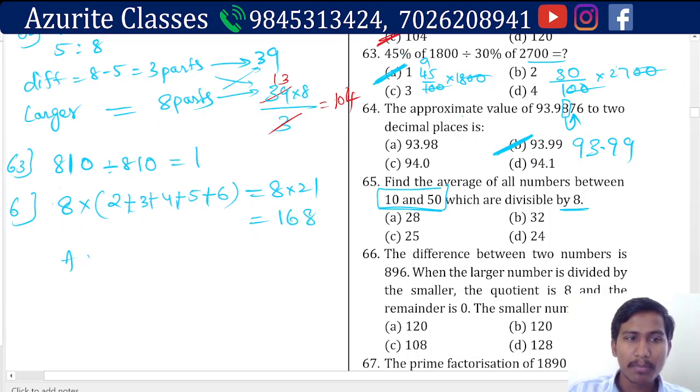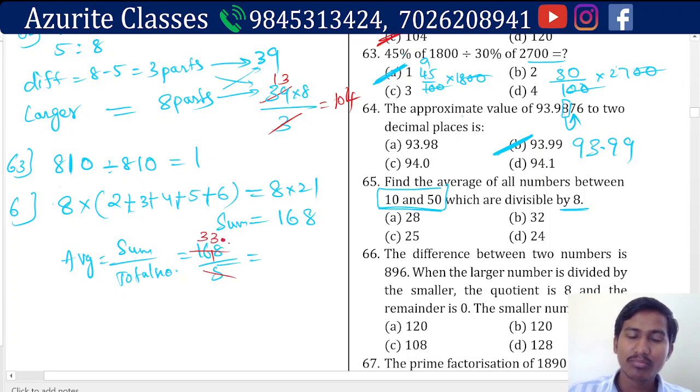So average will be sum divided by total number. Okay, sum divided by total number. The sum came 168, divided by total numbers, how many are there? 1 2 3 4 5 6, right? 5 numbers till 5. So divide by 5 and you will get the answer. If you divide by 5 here, 5 threes are 15, 1 will be remaining, then 5 times 3 will be 60, so 33.6 is the answer. So 33.6, there is no option.